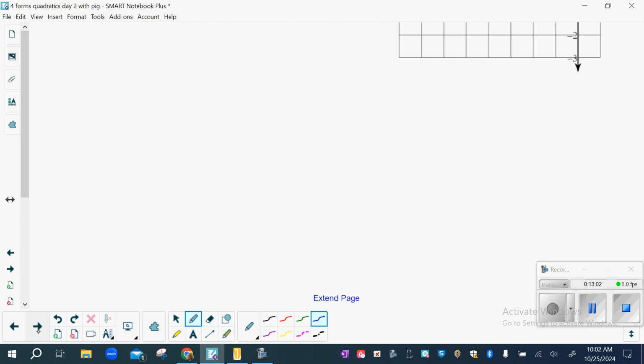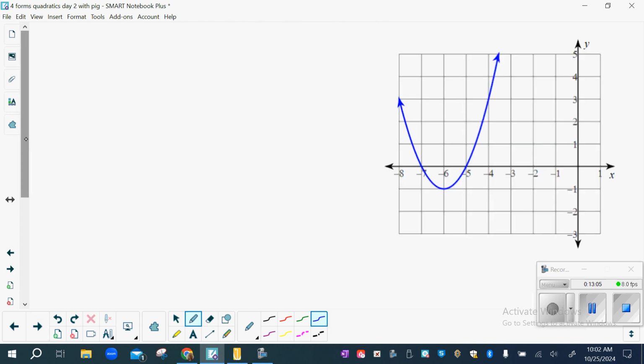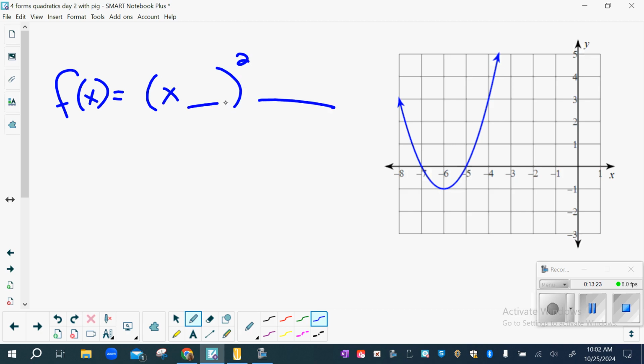Just stop. Last one. What if I gave you the graph? Could you go backwards? You can. And here's where I would start. If it was me, I'd start with vertex form because you know the vertex. So look what he's going to look like. Just need to fill in those blanks. And look, I'm going to show you. Here's the vertex right there.